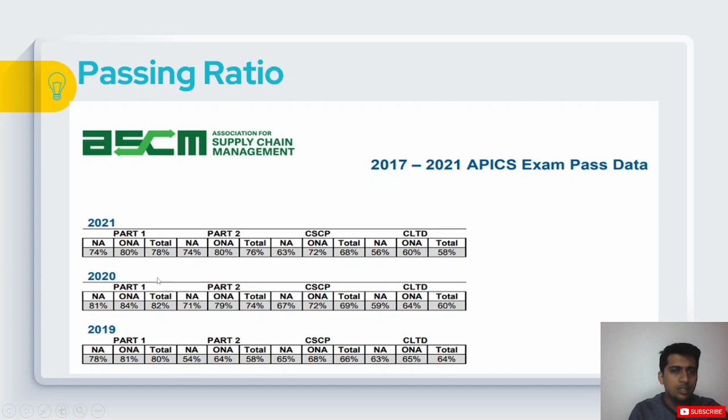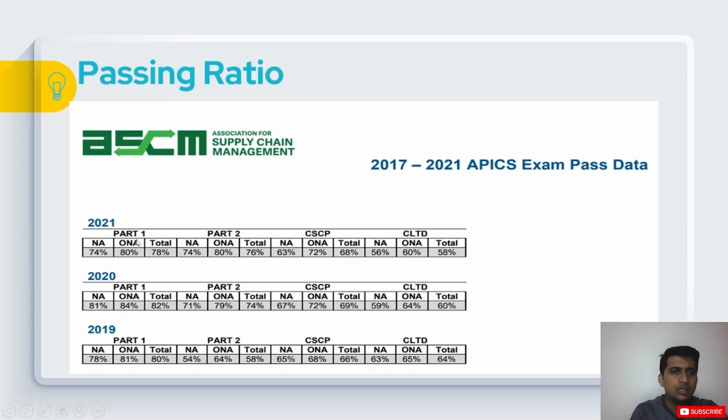If you see, they have provided it for different years, where NA is North America, ONA is other than North America, and Total is the total of both. So you see part 1 and part 2. CPM has two parts, as we discussed earlier in the videos as well. Unlike the other certifications, CSCP and CLTD, which don't have part 1 or part 2, CPM does.